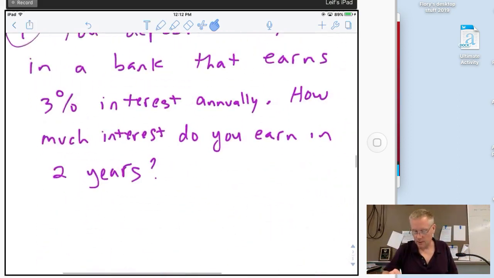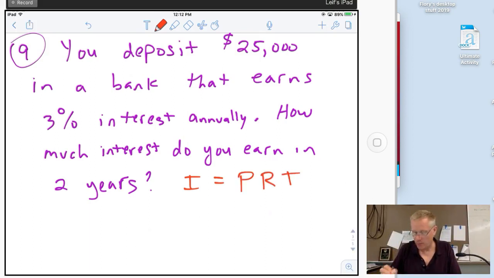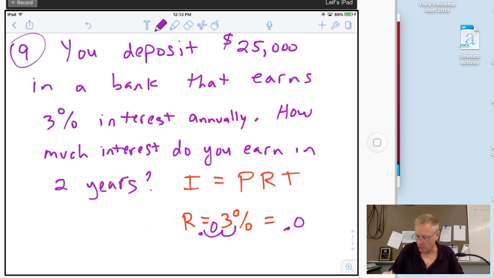All right, next. You deposit $25,000 in a bank account that earns 3% interest annually. How much interest do you earn in 2 years? So there's this formula you should have on the back of your formula sheet. Interest equals P times R times T, where R is rate, T is time, and P is principal. The rate has to be in decimal, which means I'm going to move that decimal point just like we did in the last one, 2 to the left, and fill in any zeros, which gives me 0.03 as the rate, and that's important. The rest of this is pretty easy.